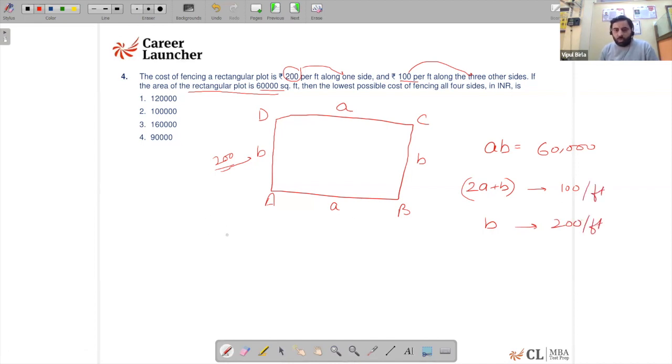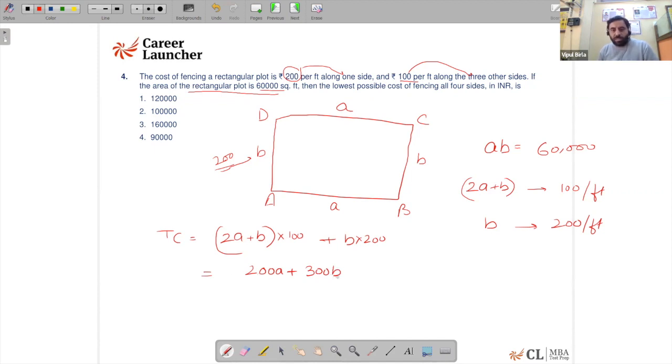So the total cost will be nothing but 2A plus B into 100 plus B into 200. That will be the total cost which will be incurred for this fencing. Now, if you solve, it is coming out to be 200A plus 100B plus 200B, which is going to be 300B.